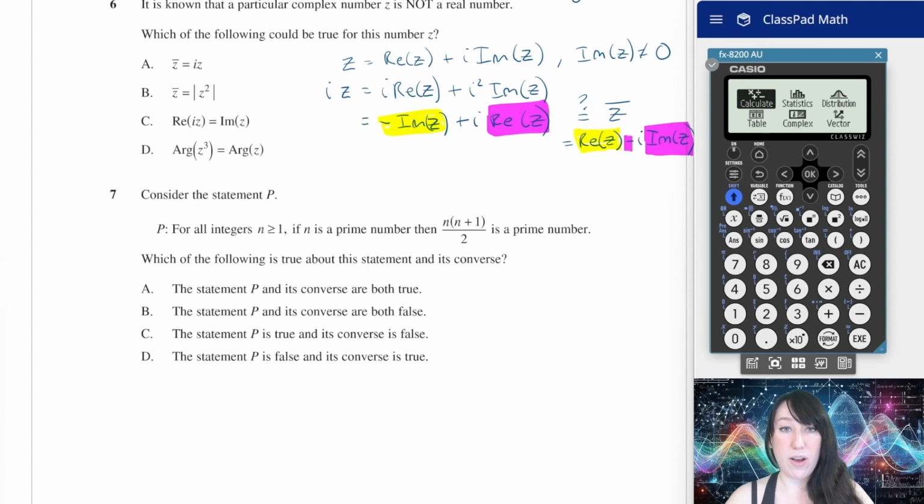Let's consider the other options. Option C involves i times z. So could the real component of i times z, which is the negative of the imaginary component of z, equal the imaginary component of z?